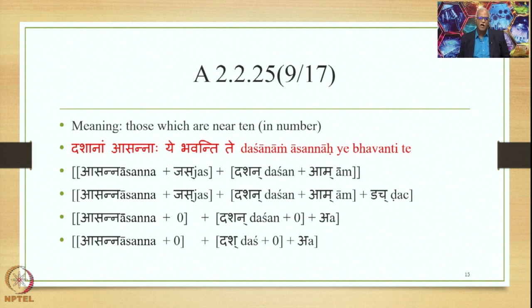And then we have asanna plus chas plus dashan plus am plus dach. Now here the samasa saudhnya has taken place, so the pratipadika saudhnya takes place, and then supodhatu pratipadika yoho applies and deletes both the sups. So we have asanna plus 0 plus dashan plus 0 plus a, and then the sutra nastadhite applies, nantasya bhasya terlopasyat ikare tadhite chapare. And so we have asanna plus 0 plus dash plus 0 plus a.